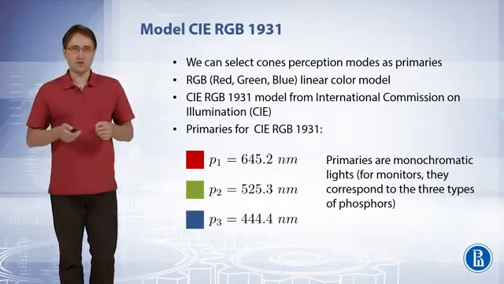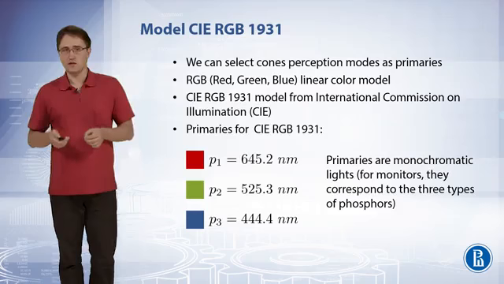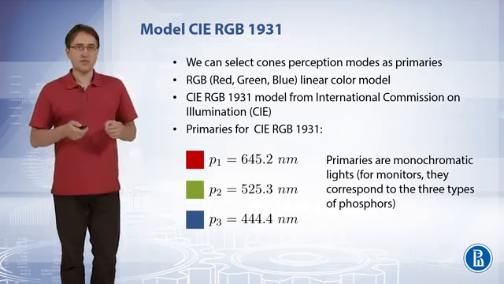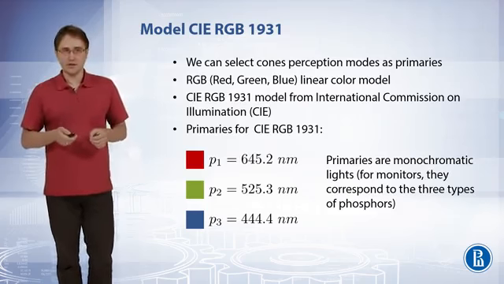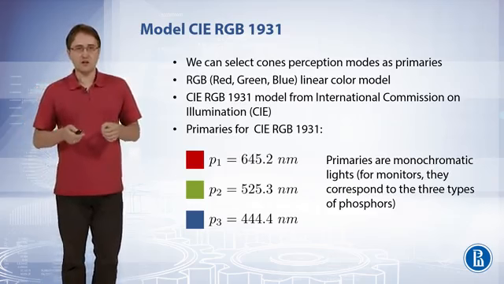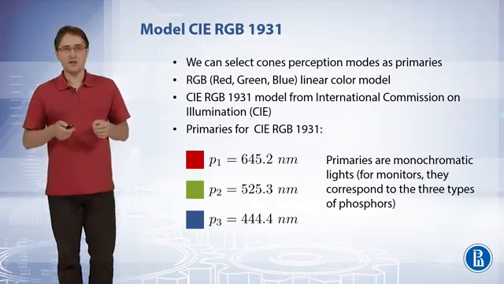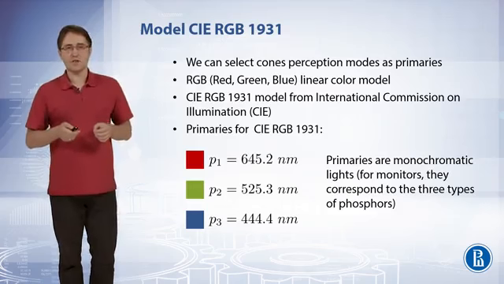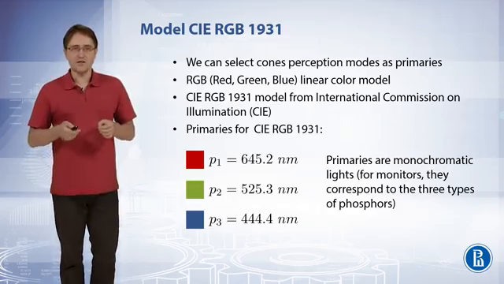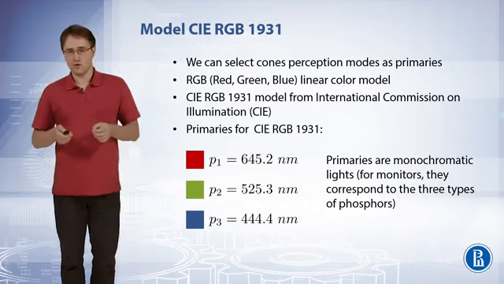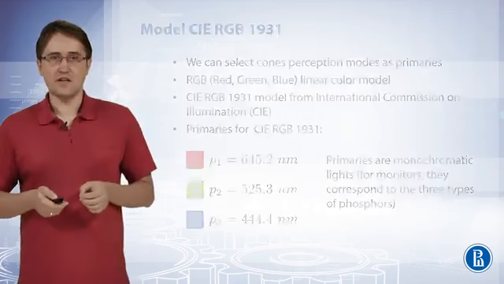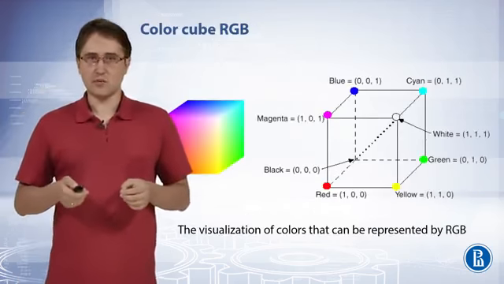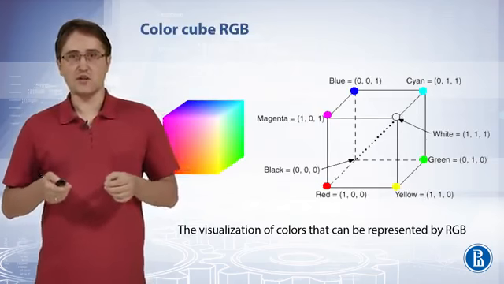This model corresponds to red, green and blue colors, so such a model will be called the RGB model. In 1931, the International Commission on Illumination proposed the CIE RGB 1931 color model. In this model, the primaries are 3 monochromatic lights. If we want to use this model in a computer display, they will correspond to the 3 types of phosphors in a computer display.